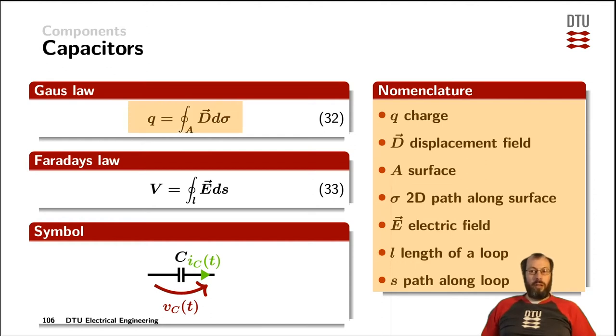Now we've met one of Faraday's laws already in conjunction with the magnetics, and here is its other law. The other Faraday law says that the voltage is equal to the electrical field integrated along a path, and in this case, it's the closed path from one plate to another. So it's basically along the length of the electrical field lines, which could be straight, but could also be bent from one plate to the other.